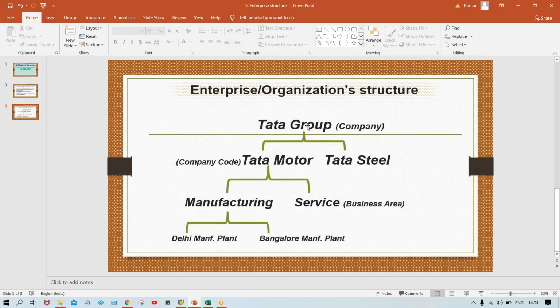First of all, Tata group, right? Under Tata group we are having multiple subsidiaries. So now we are going to do implementations for Tata Motor. So this Tata Motor also we have to set up. Under Tata Motor it is going to be segregated into business units, like manufacturing and service units, and that is going to be set up as a business area. Then we are having plants. Under manufacturing we are having multiple plants.